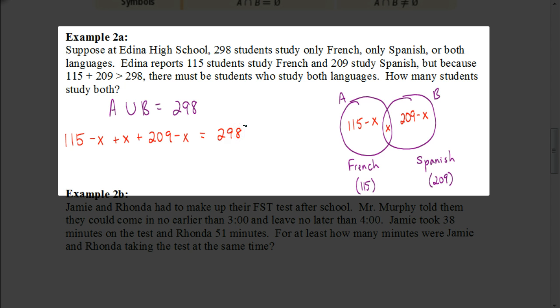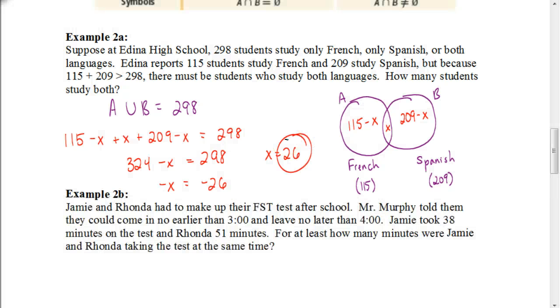So now to solve this, I can see that negative X plus X is 0, and 115 plus 209 is 324. Then I still have this minus X equals 298. If I subtract 324 from both sides, I'm left with negative X equals negative 26, meaning that X equals 26. There's 26 students that are taking both French and Spanish. That would be my answer. Let's try another one.